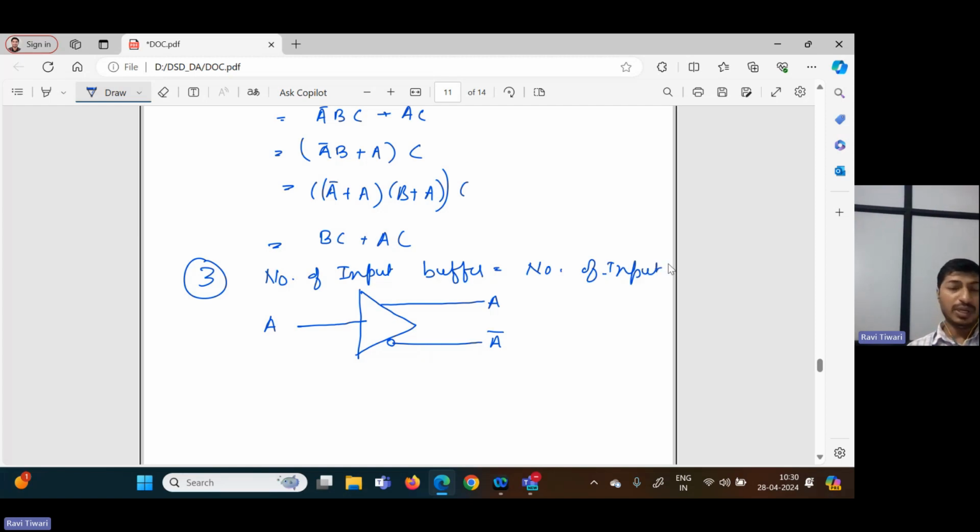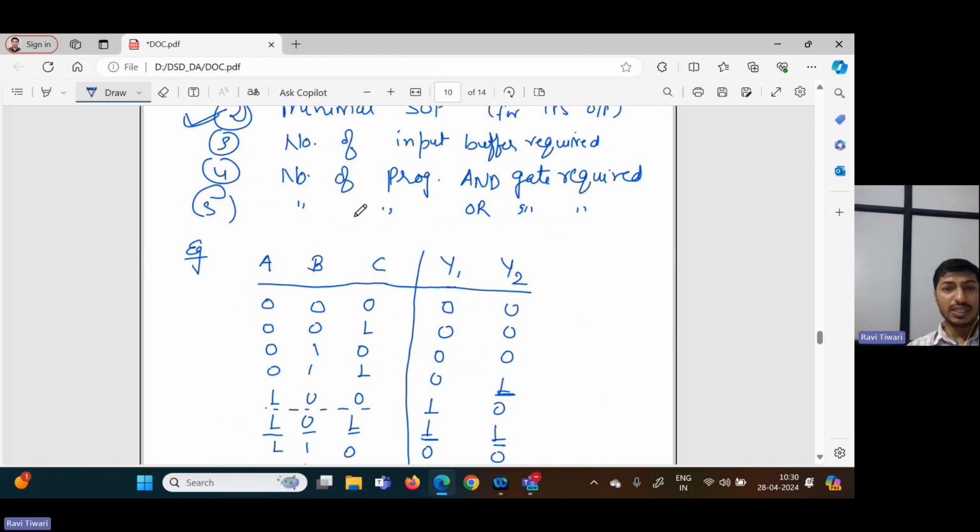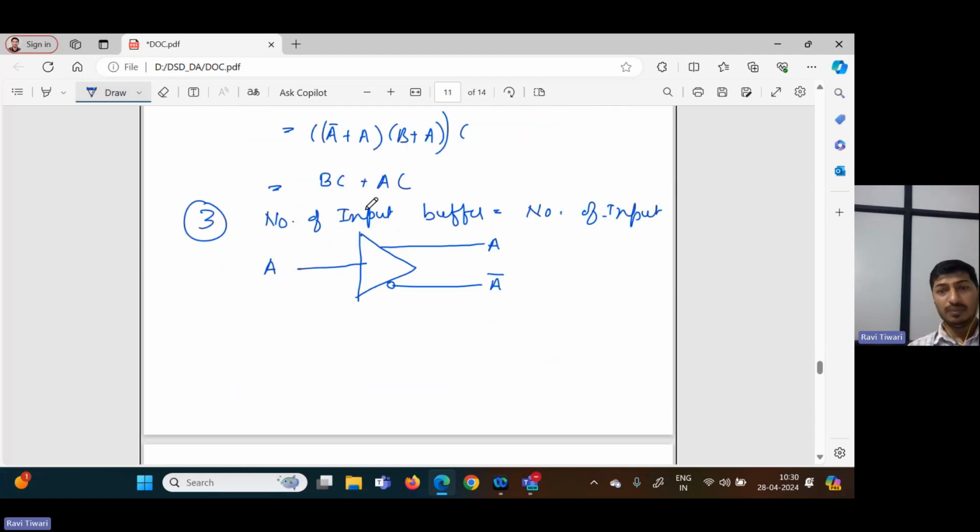So in our truth table, if you check how many inputs are there: A, B, C. So we require 3 input buffers, right? And in brackets also I'm writing A, B, C. As we are having 3 inputs, we require 3 input buffers.